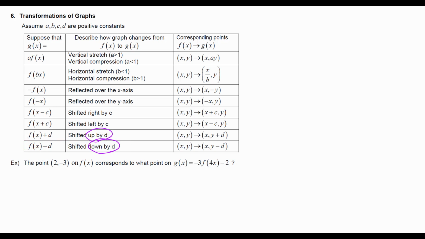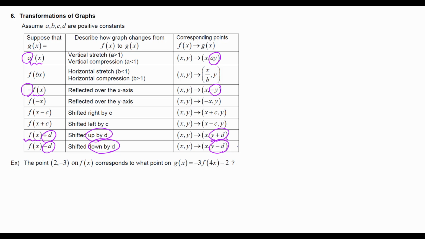So anything to do with the y coordinates, it is what we see. You see a is multiplied by f of x, and since f of x is equal to y, you multiply y by a. And if you see a negative symbol in front of y, you multiply y by negative 1. If you have plus d on your y, you add d to your y. If you have subtract d on your f of x, you subtract d from your y.